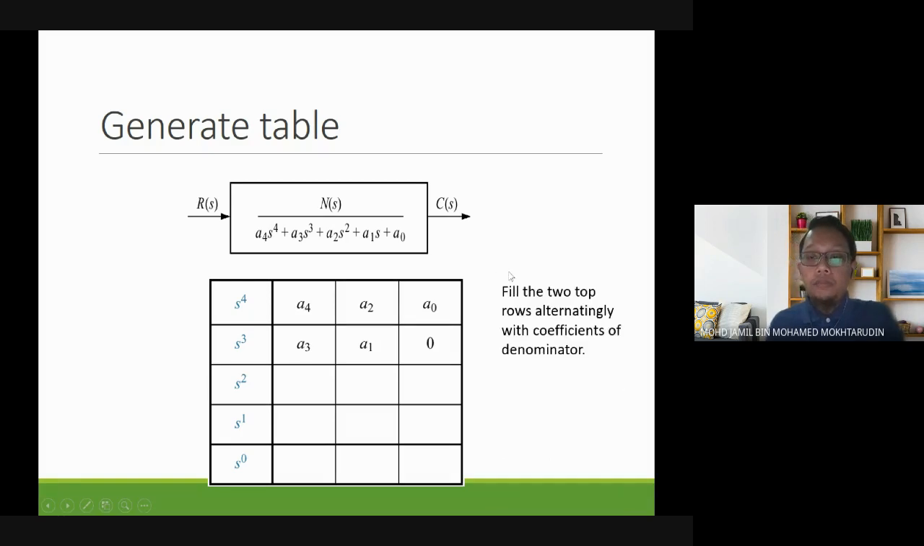And then we fill the two top rows, which are row s4 and row s3, alternatingly with coefficients of the denominator. So here we have a4, so we put a4 here. And then a3, we put below a4. And then a2, and then a1 below, and then a0. And then we don't have any more coefficients, so we just put 0 for the remaining spaces on the table. So we fill the two top rows first, alternatingly with the coefficients of the denominator.